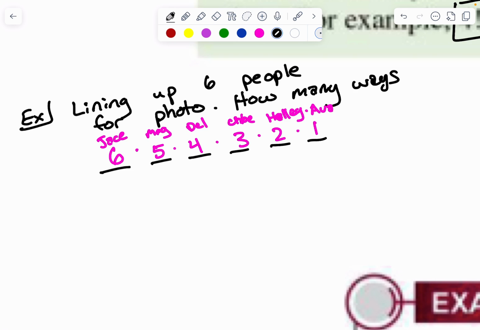You can certainly type that into your calculator if you want to, or you have a factorial button on your calculator. I'm going to show you where it's at right now. 6 factorial. Okay? Find your calculator. Do you have a calculator? You need a calculator. Grab it. 6 factorial. All right. Do you guys know where your factorial button's at?